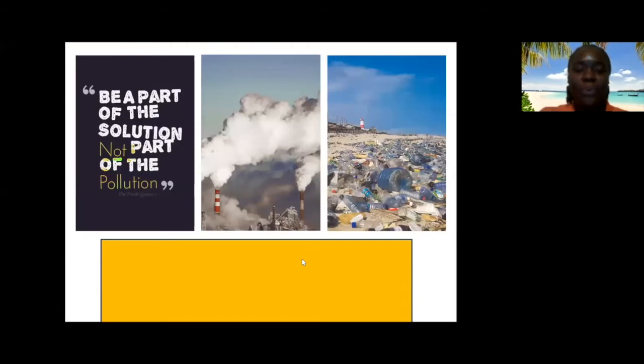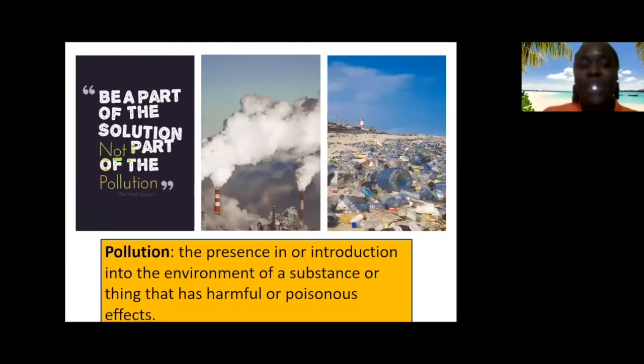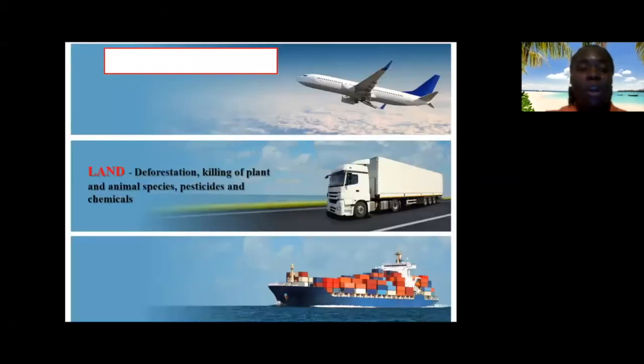Now, like the quote says, be a part of the solution, not part of the pollution. We see those gases in the air and all of this garbage on beaches and certain areas. Pollution is the presence in or introduction into the environment of a substance or thing that has harmful or poisonous effects. So pollution is a very serious matter. All right. So we're going to look at the types of pollution. We have land. We already said deforestation, killing of plants and animal species, pesticides, and chemicals.